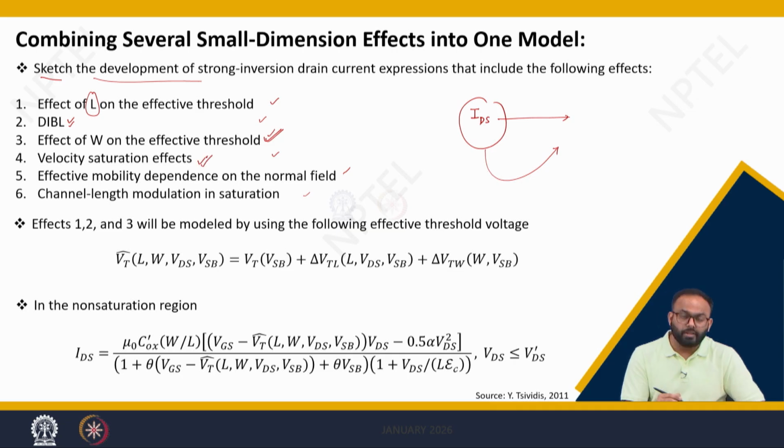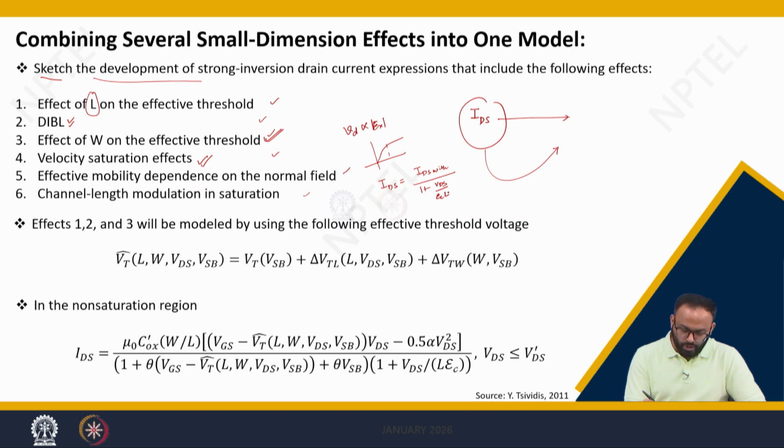Velocity saturation effect, we said that the carrier velocity no longer rises linearly with Ex and it gets saturated after some critical field, and we also derived the current equation for that, which is nothing but IDS without velocity saturation divided by 1 plus VDS divided by EC into L, right.